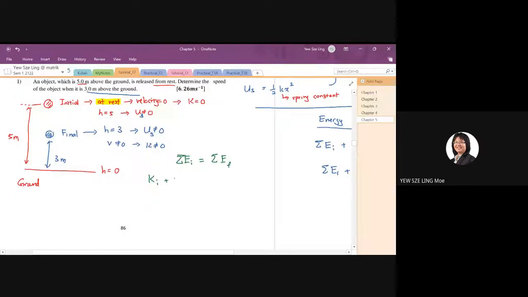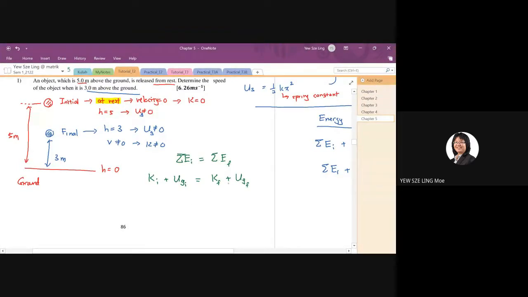K initial plus UG initial equals K final plus UG final. I can ignore US because there's no spring in the diagram. According to my diagram, K initial is 0. So 0 plus, now I'm going to expand it. The initial potential energy is a non-zero value, so I'm going to write it as mgh initial. M and g don't need subscripts because they are constant values. As long as you're using the same object, the mass is fixed. And g is the gravitational acceleration, so it's always 9.81.